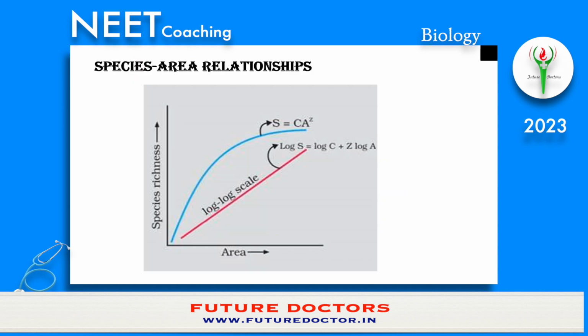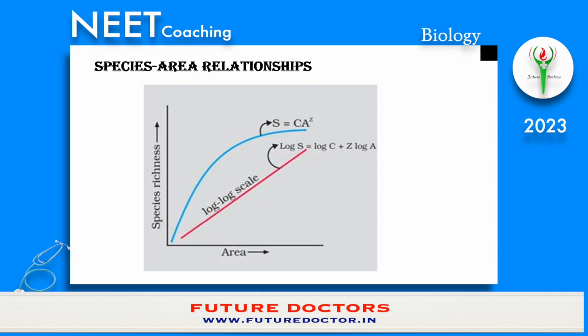Species area relationship. German naturalist and geographer Alexander von Humboldt proposed that species richness increases with increasing area, but up to a certain limit only. The relationship between species richness and area turned out to be a rectangular hyperbola for a wide variety of taxa. On a logarithmic scale, the relationship is a straight line described by the equation log S = log C + Z log A, where S is species richness, A is area, Z is the slope of the line, that is the regression coefficient, and C is the y-intercept.